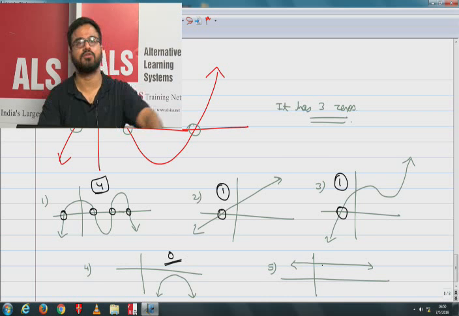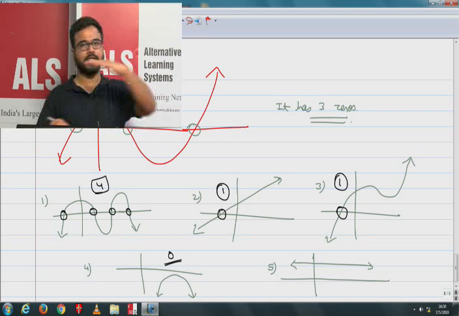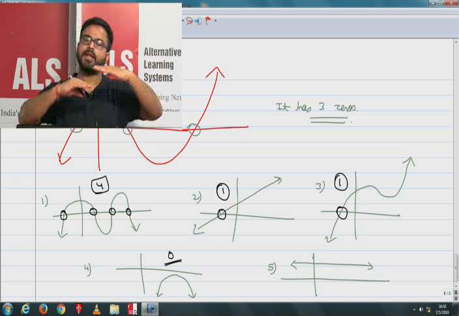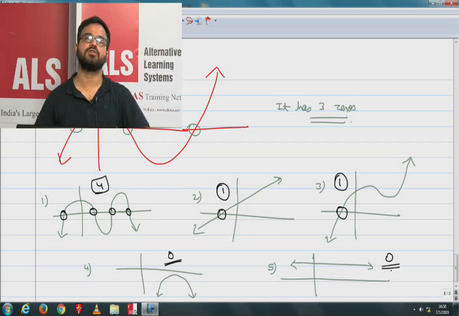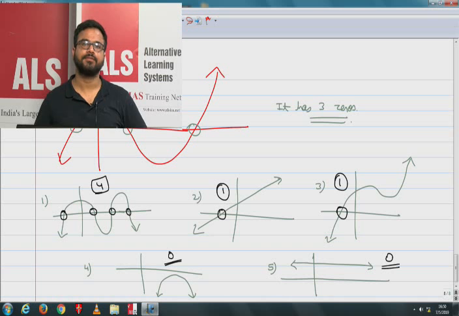And the fifth one is also a straight line. It is a horizontal line parallel to the x-axis, so it will never intersect the x-axis. So here also it has 0 zeros. 0 zeros means it has no zeros. So how many of you got all the 5 correct? Raise your hand.